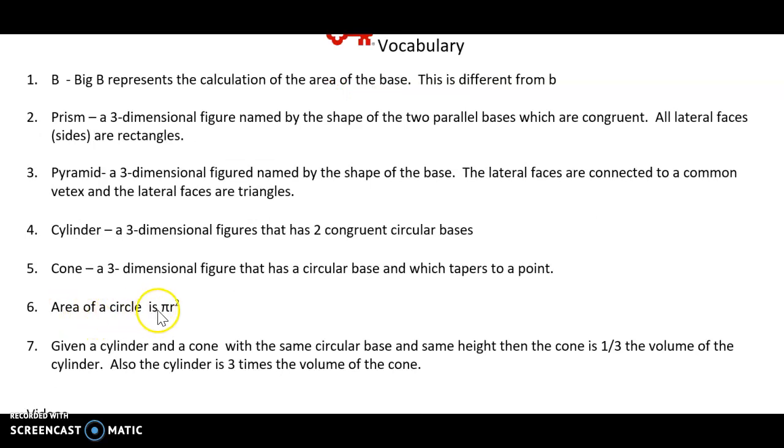Area of a circle is pi r squared. We covered that when we did the area of circles. You also were familiar with calculating that when you were doing surface area of a cylinder. And put a star on this because not only are you going to need to know the definition, but you're also going to have this in application problems during this unit. Given a cylinder and a cone with the same circular base and the same height, then the cone is 1/3 the volume of the cylinder. Conversely, the cylinder is 3 times the volume of the cone.